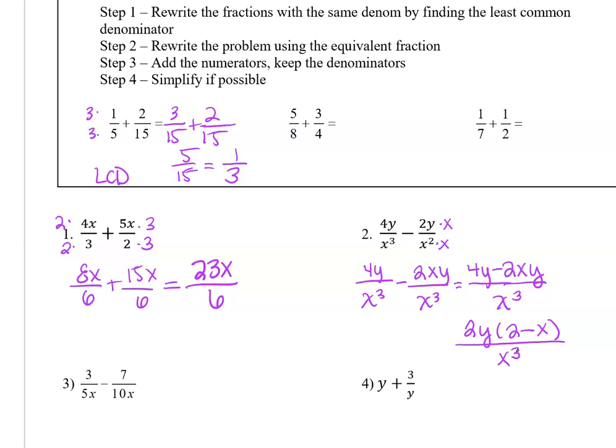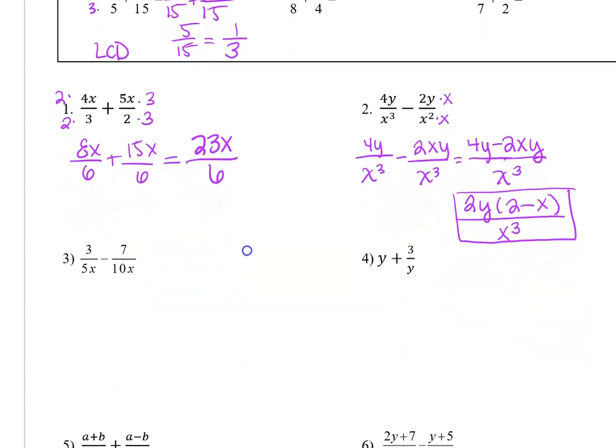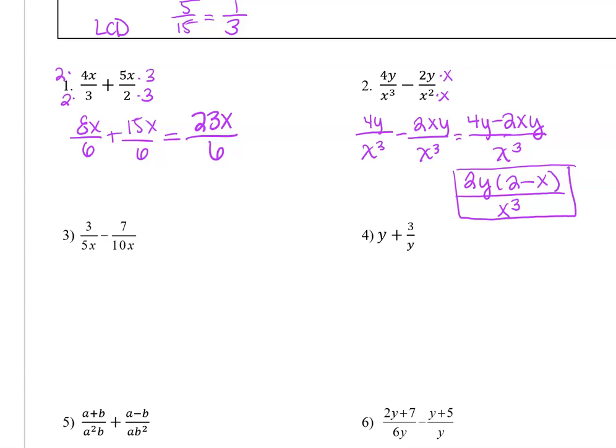But even with factoring it out, that's not going to reduce. So that's just your final answer. For 3, I would pick an LCD of 10x, because ignoring the x's, between 5 and 10, I would pick 10, because I can turn 5 into a 10 by multiplying by 2, and each of them already has an x. So that gives me 6 over 10x minus 7 over 10x, which is 1 over 10x.